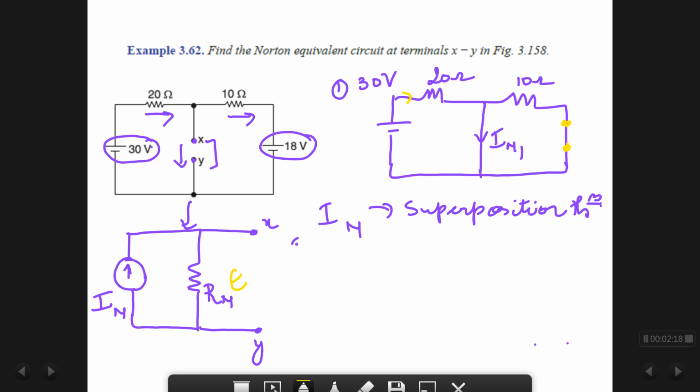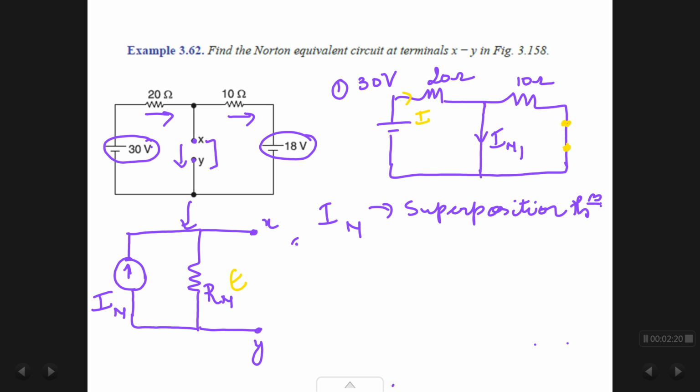Now see, current coming from the 30 volt source, I call it I. It will come over here. It will divide itself into two parts. The one through the short, I call it IN1. The one through my 10 ohms resistor, I call it I dash. Your job is to find IN1, that is of interest to you. So let us analyze that.